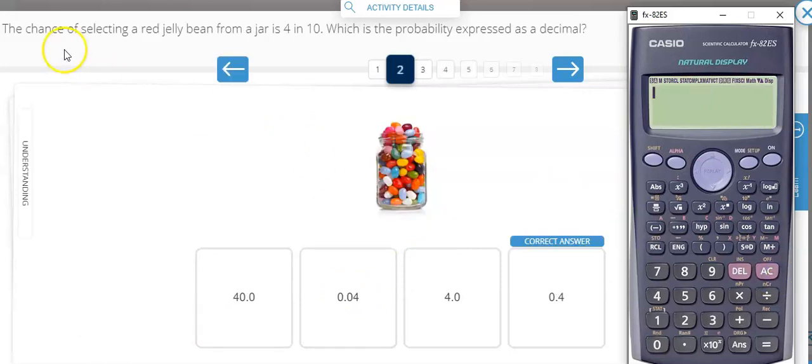Question 2 shows that the chance of selecting a red jelly bean from a jar is 4 in 10 chance, which is a probability expressed as a decimal. So here we put the 4 in 10 chance as a fraction, equals. Now this will simplify it down to 2/5, but it's not asking for the simplified version, it's asking for it to be expressed as a decimal. And this is where we use the SD button here to show what 4 over 10 is as a decimal. So the correct answer is 0.4.